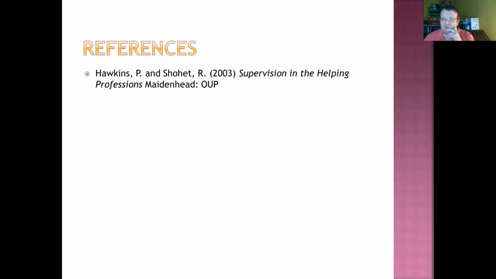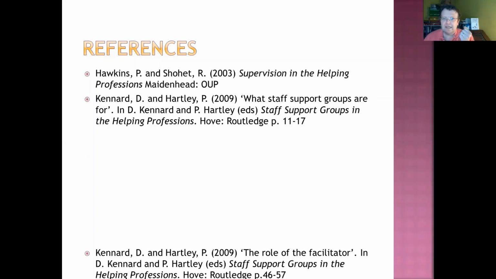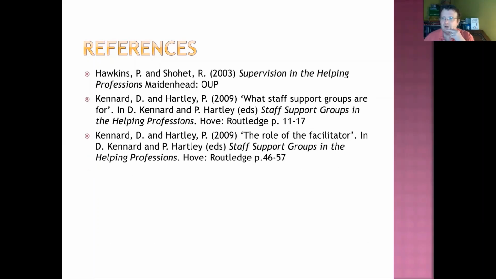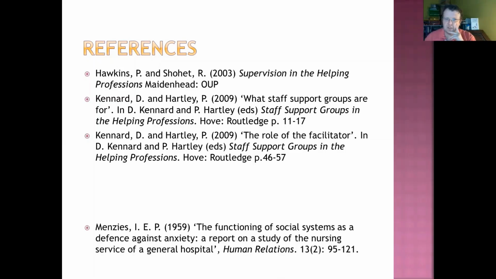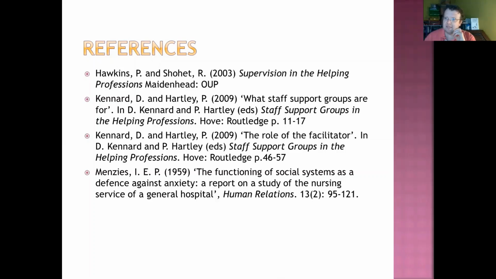Okay, and finally, for good practice, as if you're writing essays or whatever, I myself have shown where I've had my ideas from. So it's mainly the 2 chapters from Kennard and Hartley. I go with an alphabetical approach. So although Kennard and Hartley are the main ones, they haven't come first because there was a brief reference to Hawkins and Shohet on supervision. And then there was also briefly a mention of Menzies-Lyth, who wrote this very famous, really, really wonderful paper. One of my favourite papers of all time. Do read it if you get a chance.